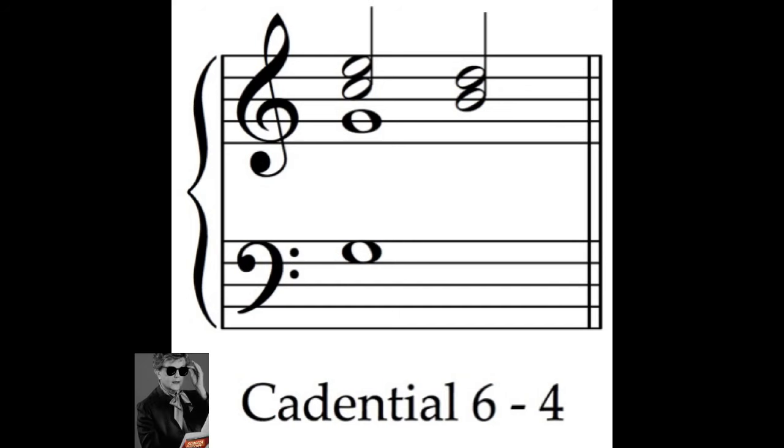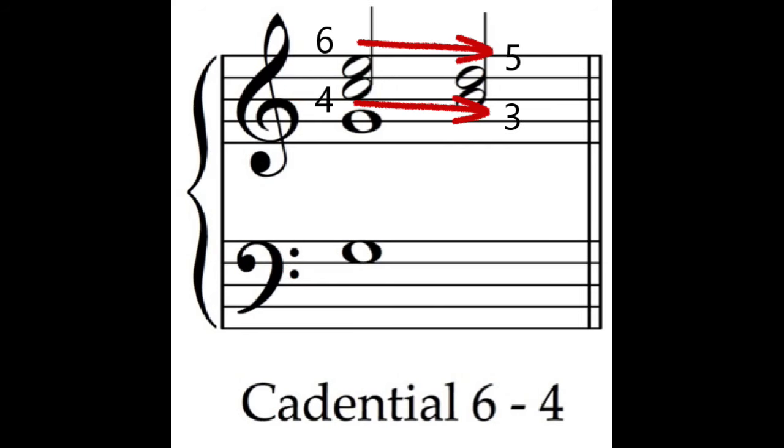This is Sonata She Wrote, and a cadential 6/4 progression is a set of suspensions over a dominant pitch that resolve to a dominant chord. The sixth over the bass becomes the fifth, and the fourth over the bass becomes the third.